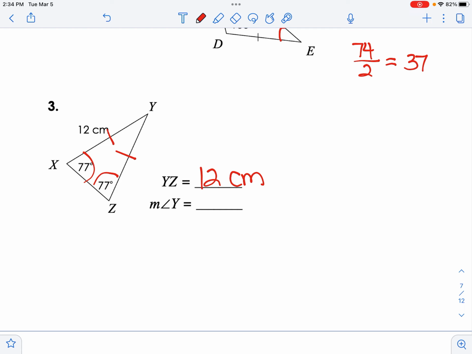And then angle Y, we'd have to figure out what that is. So we could just go 77 plus 77, and we get 154 and take that away from 180. So 180 minus 154 would be 26. So that last angle here has to be 26 degrees.